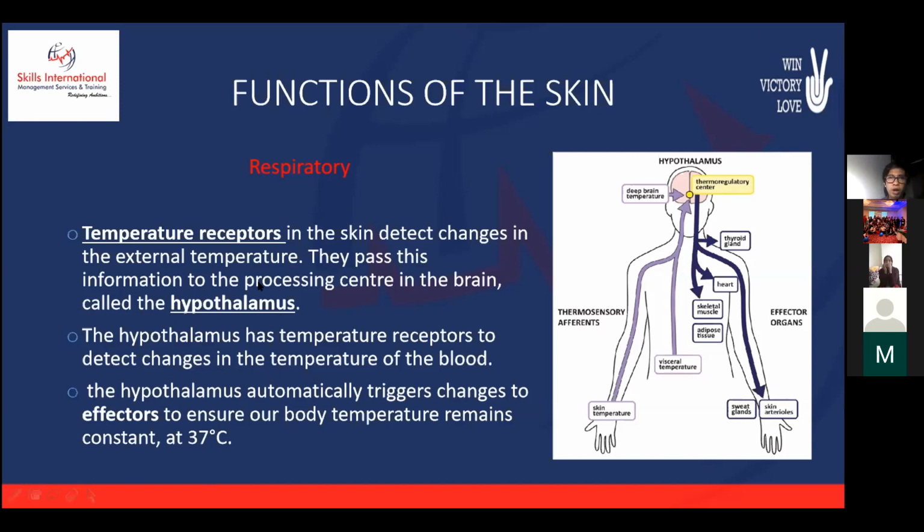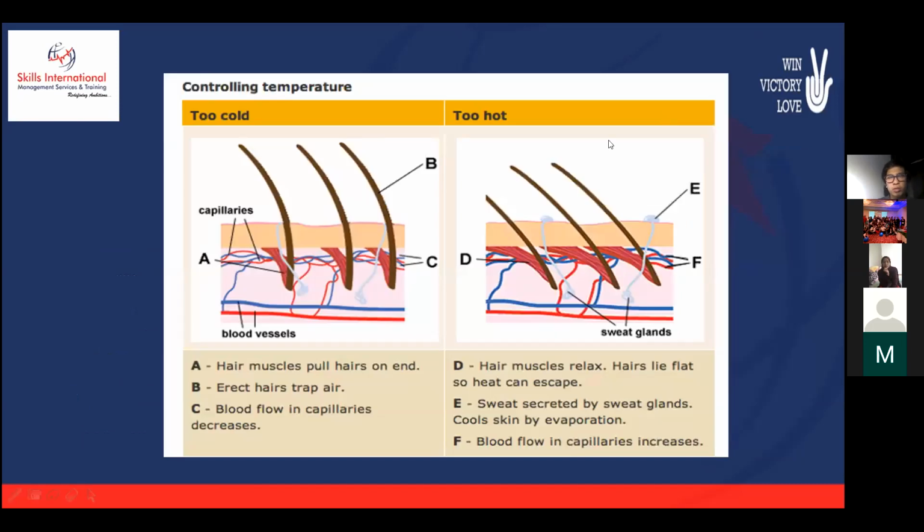So tandaan nyo ito, hypothalamus. It's the thermal center of the body, which is located sa brain. So that's more of the anatomy. Now, sabi ko nga sa inyo, pag too cold, nag-e-erect yung muscles, para makapag-trap din sila ng heat. And kapag masyado namang mainit, nagre-relax yung hairs, and yung opening ay nag-widen.